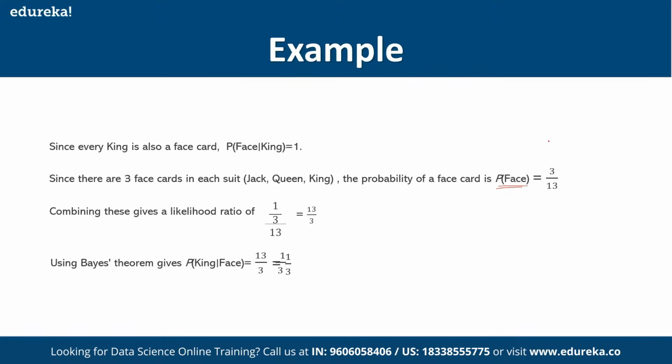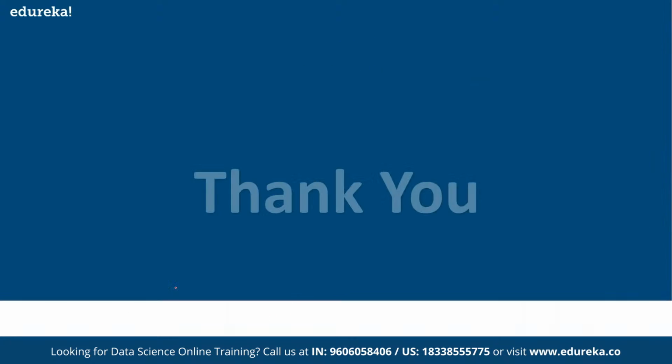In a set, I think there are 4 colors, right? In 4 colors there are 3 face cards, so in total you'll have 4 into 3 face cards, divided by the total 52, which comes out to be 3 by 13, right? So using Bayes theorem, we will just put 1 by 13 divided by 3 by 13, which is 1 by 3. So this will be our answer: given that it is a face card, what is the probability of it being a king? Okay, in that case we find it using Bayes theorem.